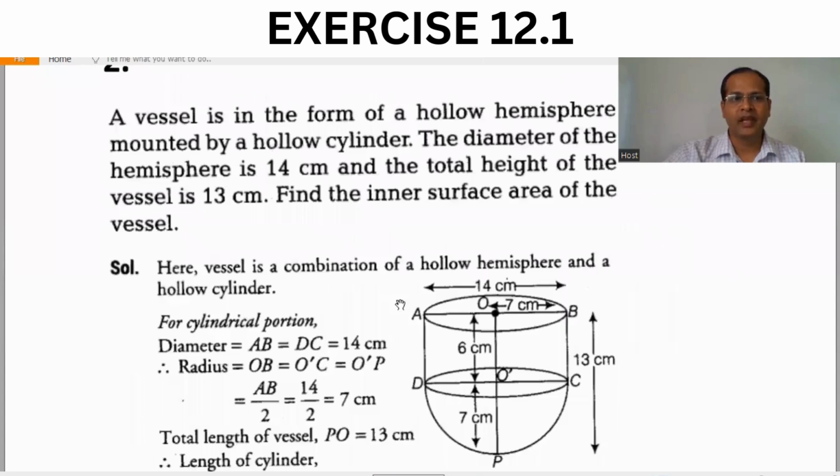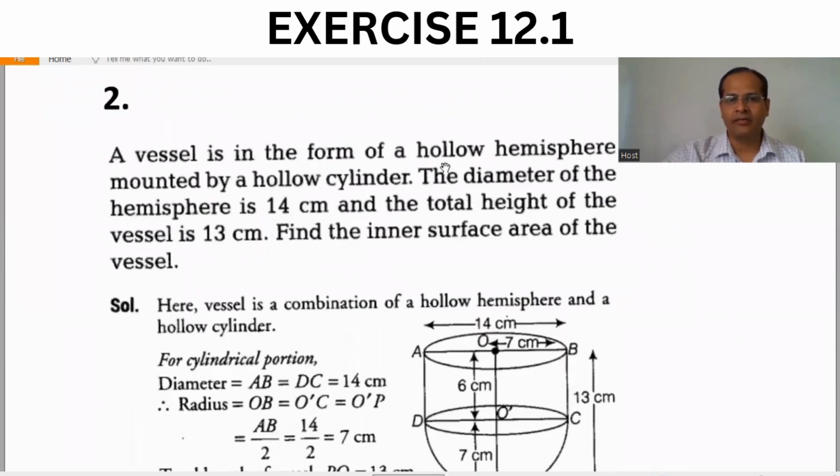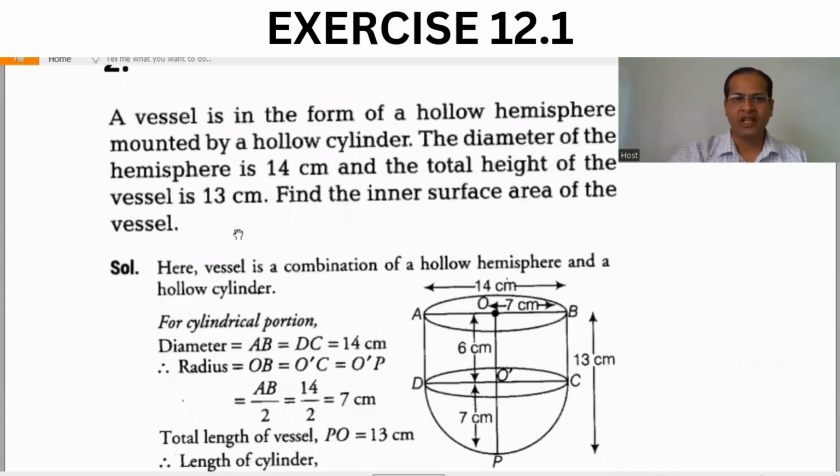Question number 2. A vessel is in the form of a hollow hemisphere. So this is the structure of the hollow hemisphere. The diameter of the hemisphere is 14 centimeters. So this is the 14 centimeter total diameter, so the radius is 7 centimeters, and this is 7 centimeters. And the total height of the vessel is 13 centimeters.